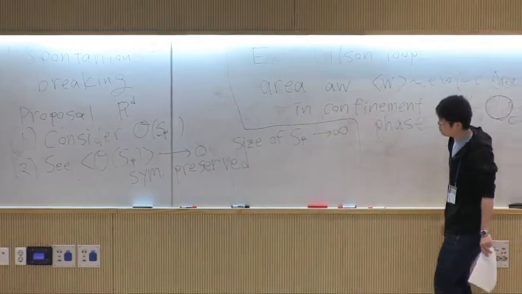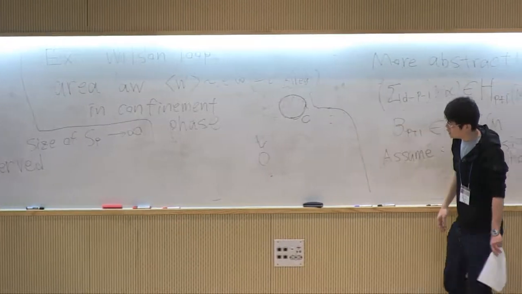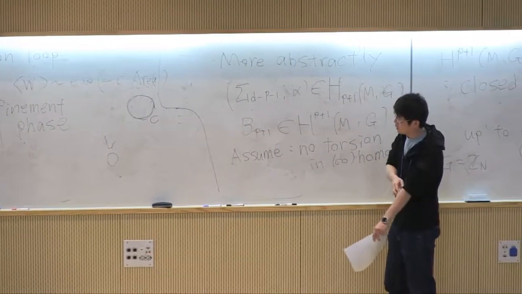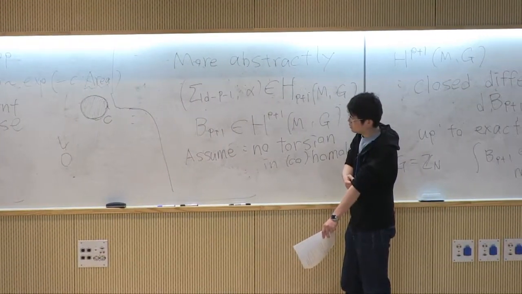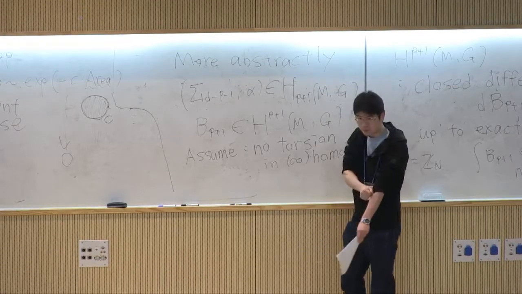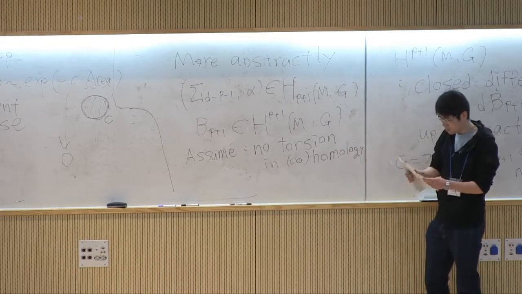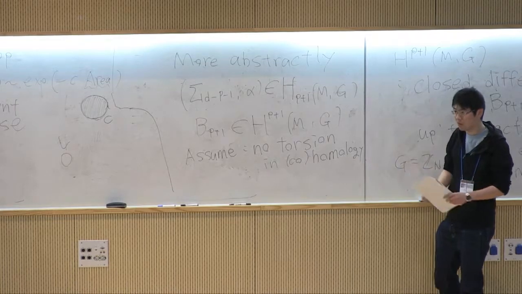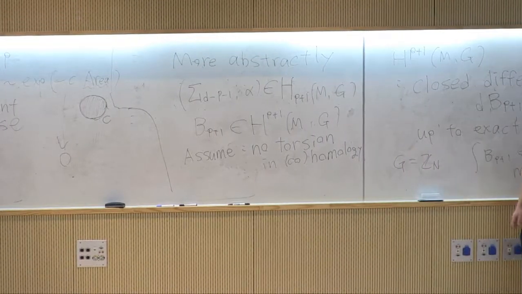But anyway, this is the proposal made by Kapustin, Gaiotto, Seiberg, Willett. Okay, so this concludes the general discussion of higher form symmetries, and this ends today's lecture.